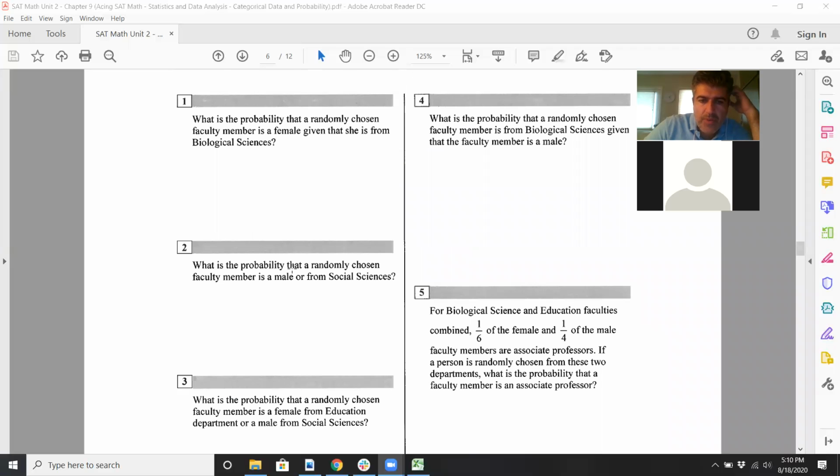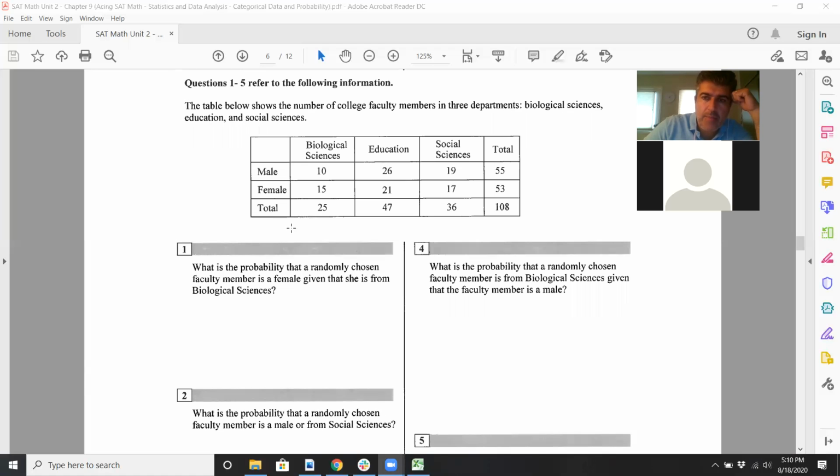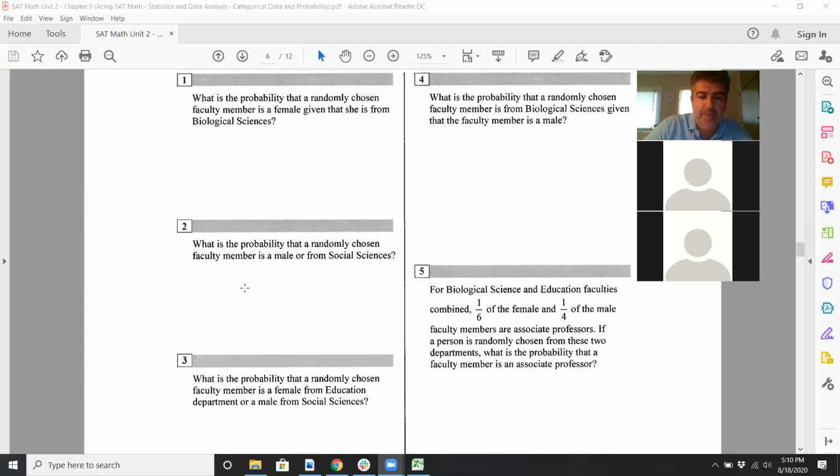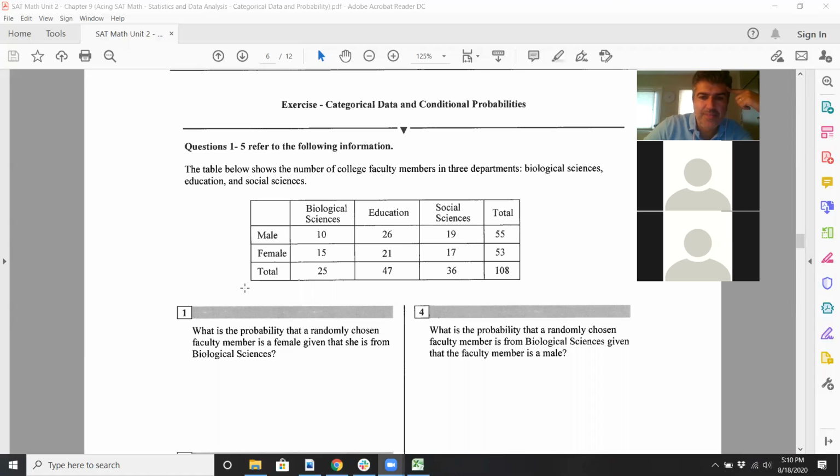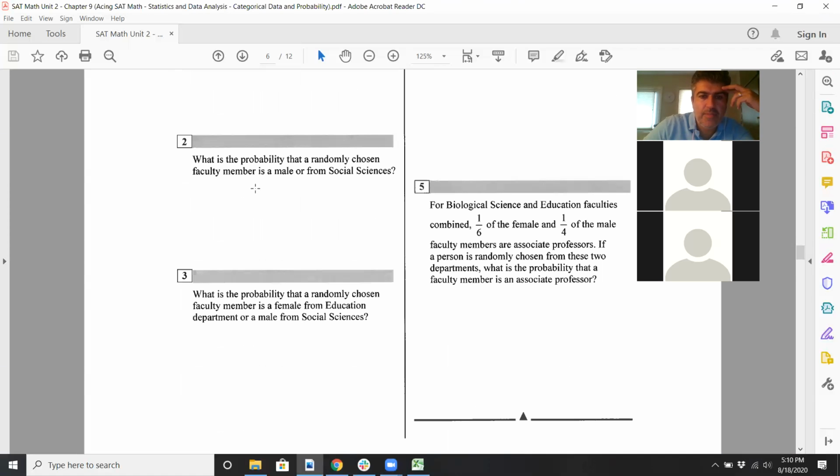What is the probability that a randomly chosen faculty member is a female from the education department or a male from social sciences? So let's look at female education. How many people would be a female and education, Grace? 21. And how many would be male and social sciences? 19. So just add them up. 21 plus 19 is 40. And you divide by, it's out of 108 people.